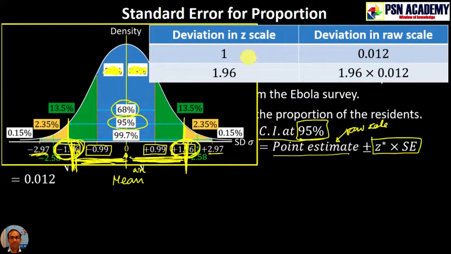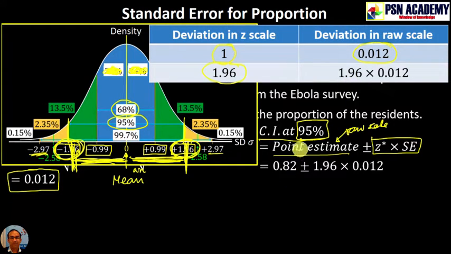So see this table. You have already got this standard error as 0.012. What is the meaning of this? The meaning is that one standard deviation, that means one z, is equal to 0.012 in raw scale. So 1.96 in z scale will be equivalent to 1.96 times 0.012. It is a simple unitary method. Clear? So we write point estimate 0.82 plus minus 1.96 times 0.012. And this will convert to raw scale.